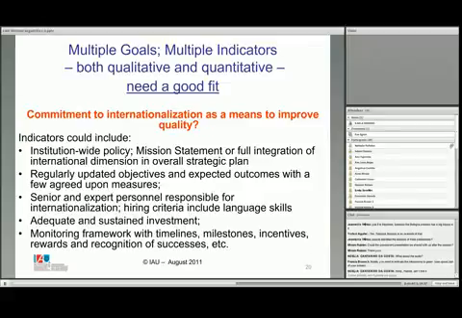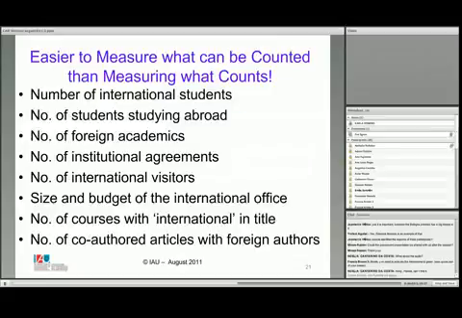recognition of successes is also an important aspect of a framework or a set of measures that can tell you whether your institution is really truly on its way to becoming international. It is often far too easy to measure what you can count and not measure what counts. I'm not sure who said that, but I think it's a very, very important distinction to be made. The list that is on your screen is all the things you can measure.